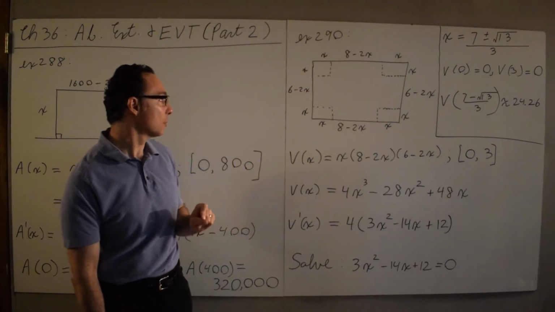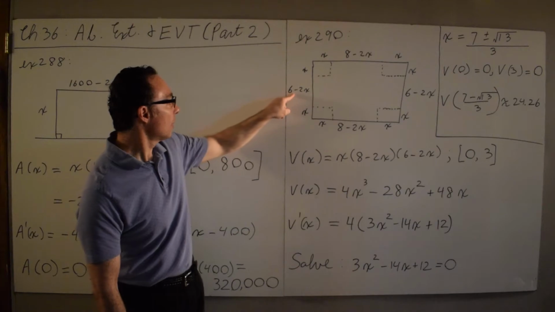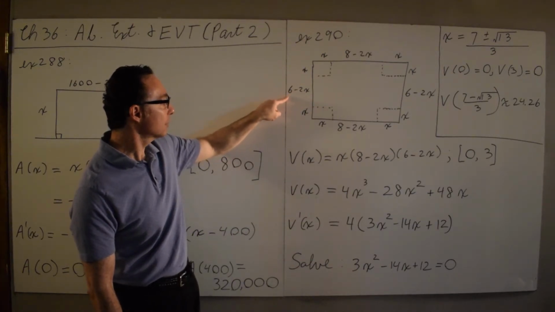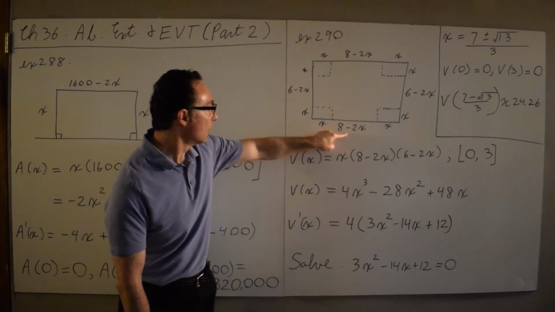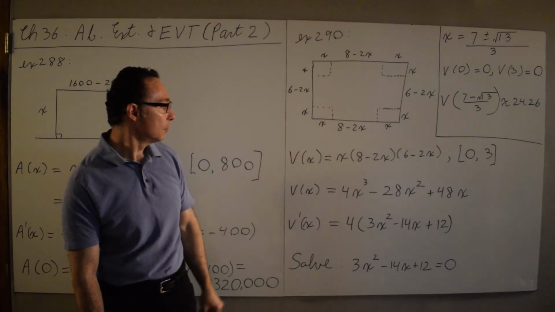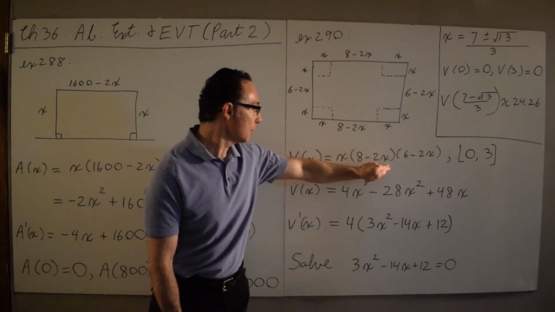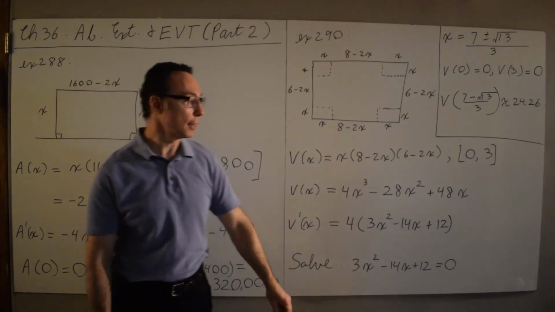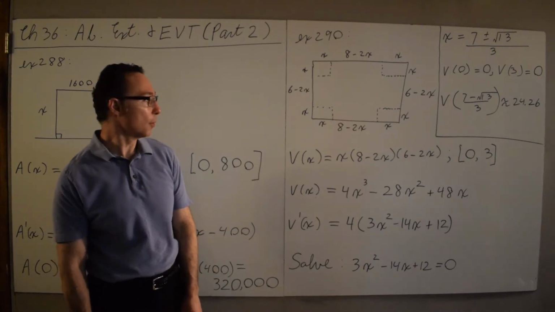That decision has a result. The length of one side will be 6 minus 2x. The length of the other side will be 8 minus 2x. So our volume is x times (8 minus 2x) times (6 minus 2x). The interval is 0 to 3.